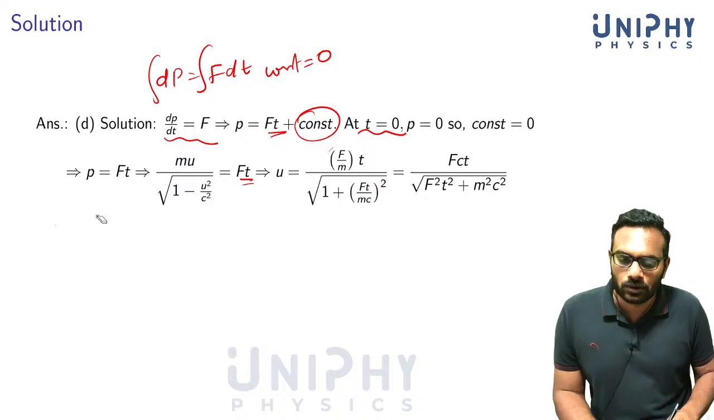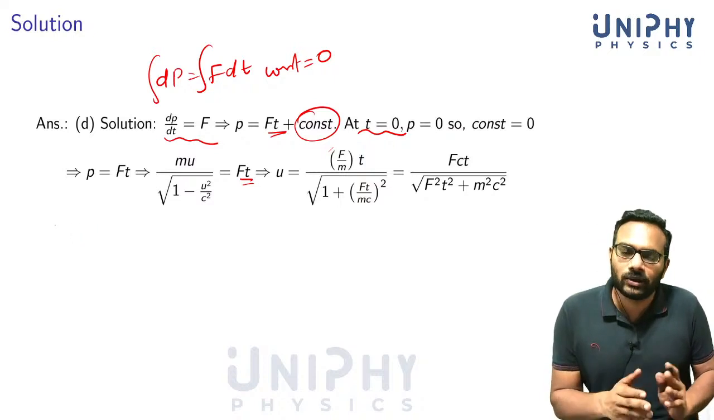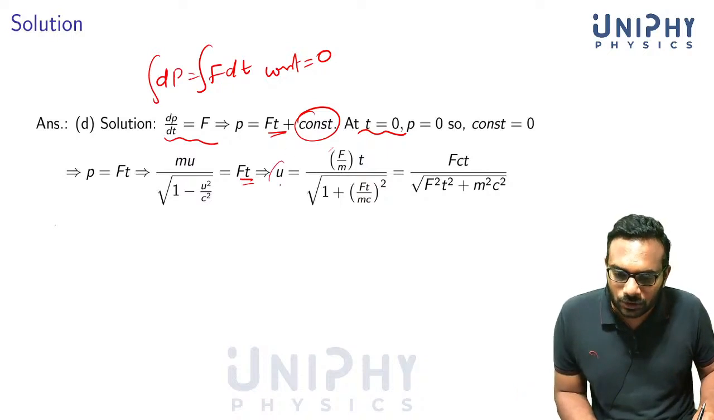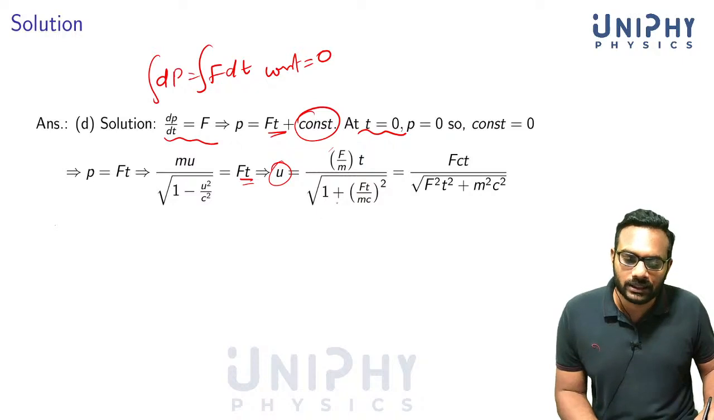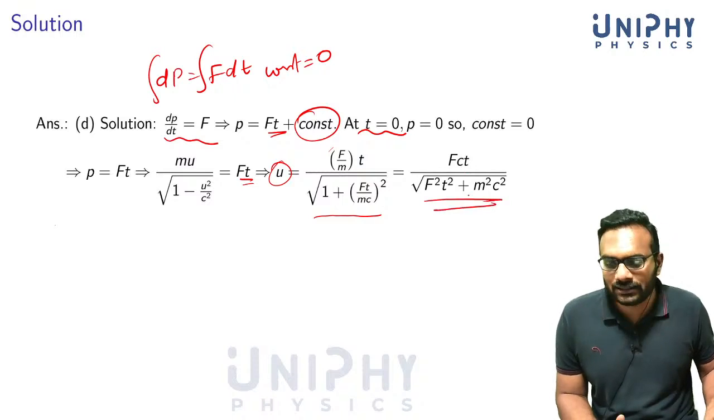Now we just solve for u. It's not very difficult. You just square and rearrange things, and finally isolate u. You will get u is equal to F by m t divided by square root of 1 plus (Ft divided by mc) whole square. So this is the answer. This is how you do that.